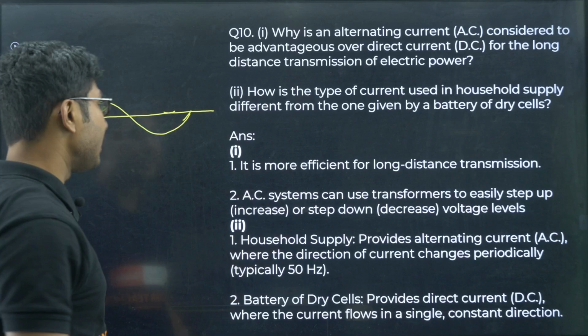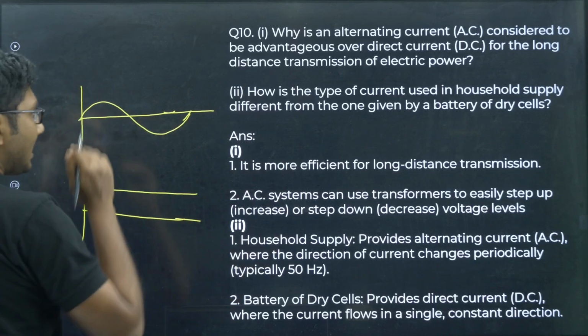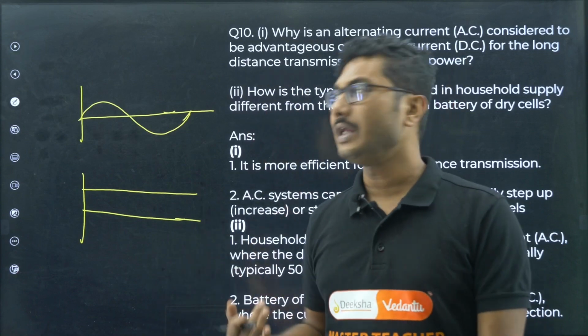50 Hz means 50 oscillations in 1 second, whereas the DC is just a straight line. This is DC, this is AC. If you draw this graph, it will be very helpful.